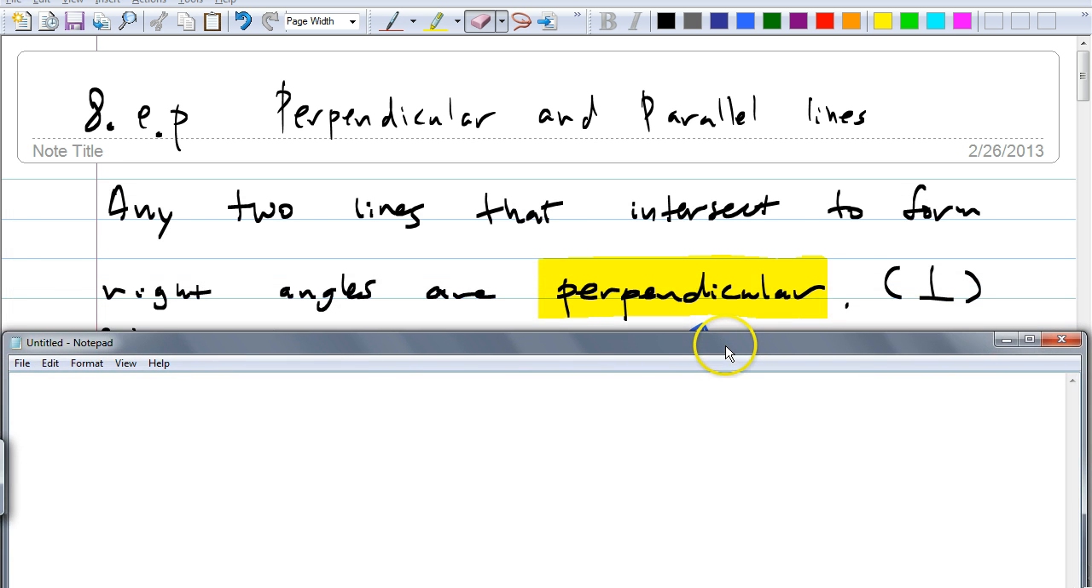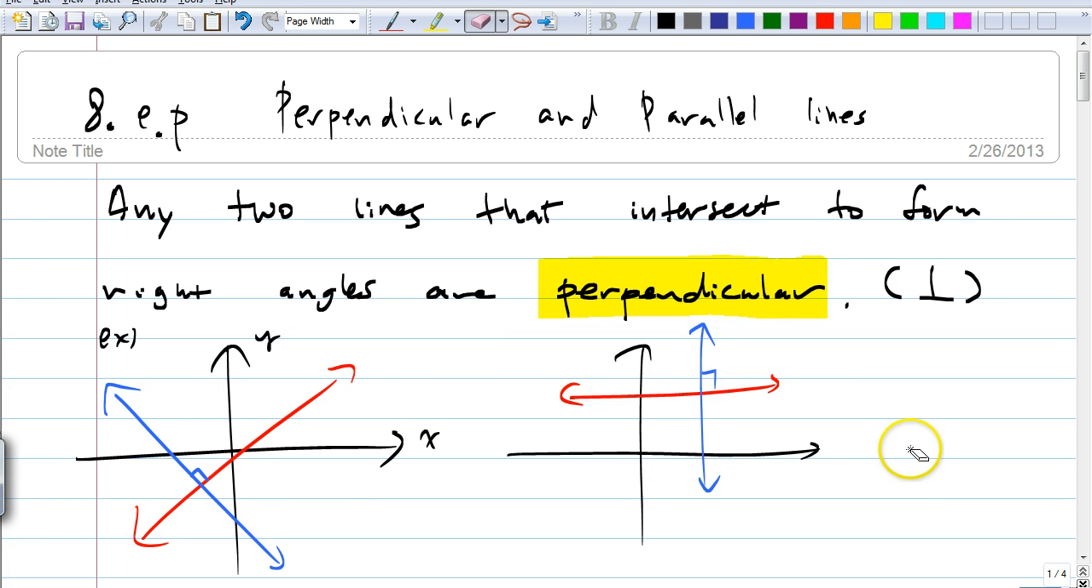All right. So here's some examples. Okay. So any two lines that intersect to form right angles are perpendicular. I have two lines. By the way, can I have a horizontal line and a vertical line? What do you know about a horizontal and a vertical line? They're always perpendicular, right? Horizontal and a vertical line.